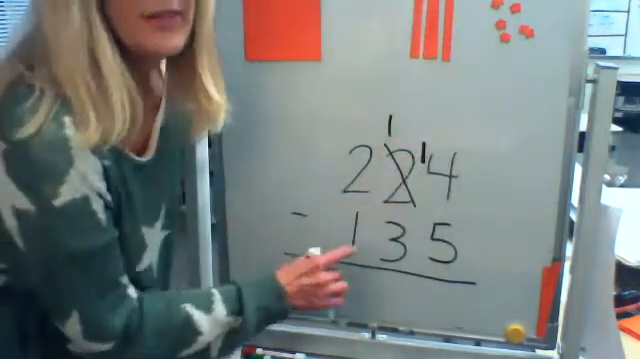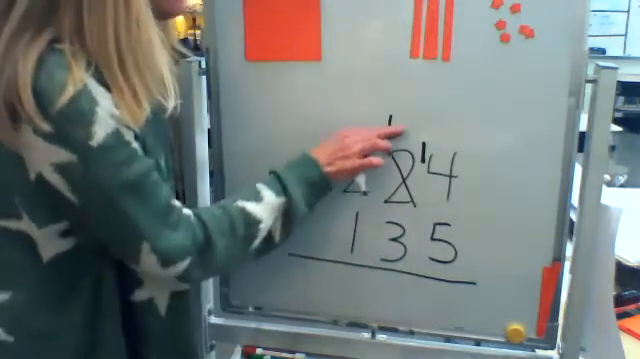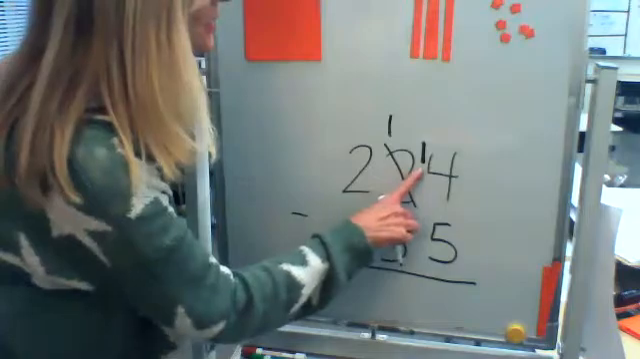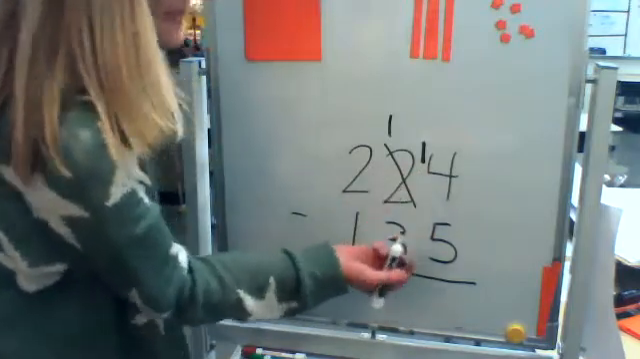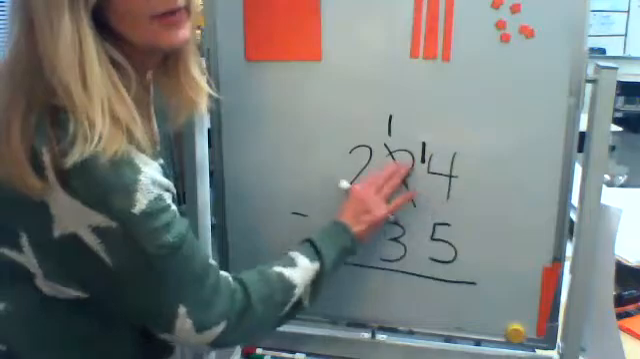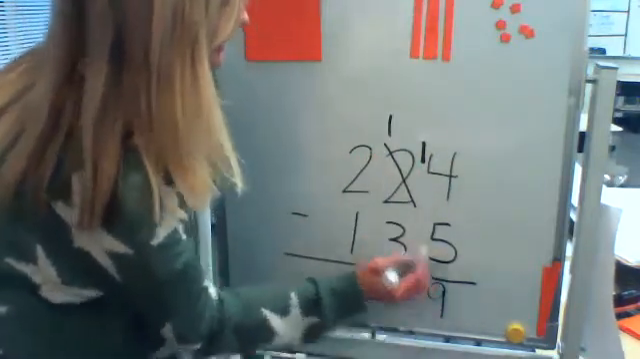And one thing I like to do is I only cross out when I'm borrowing. I don't cross anything out when I'm carrying it over or giving it to the column next door. I find that kids make mistakes when they cross out when they're giving. So I only cross out when I'm taking. 14 take away 5 is 9.